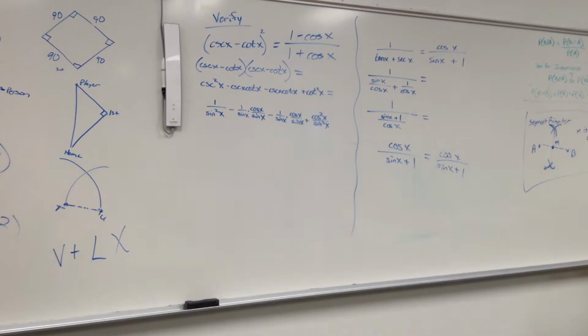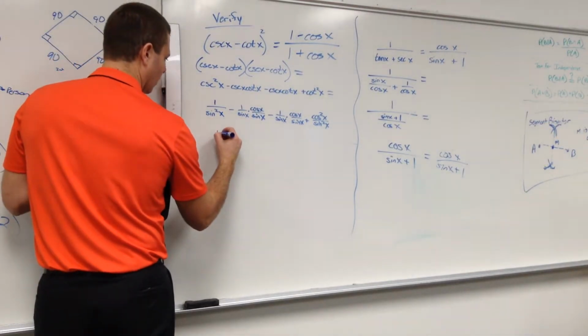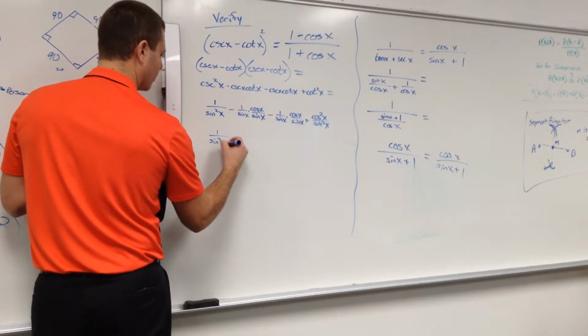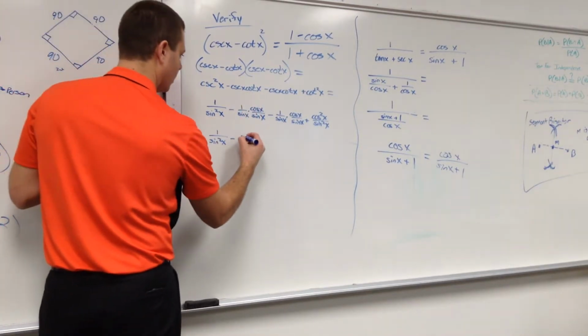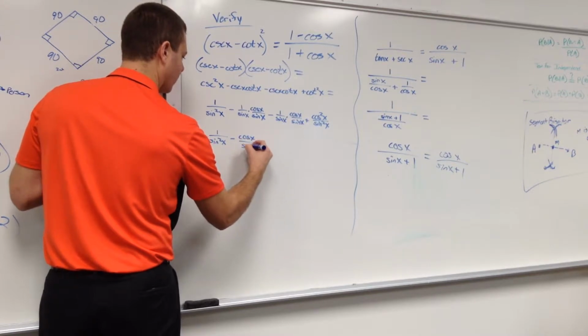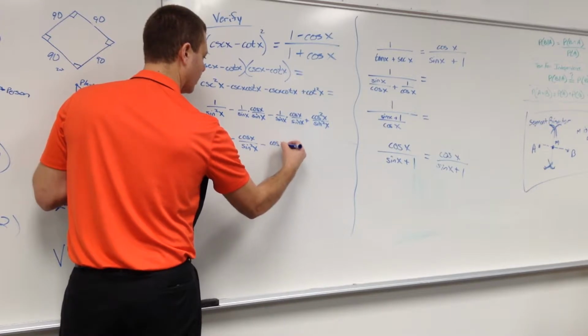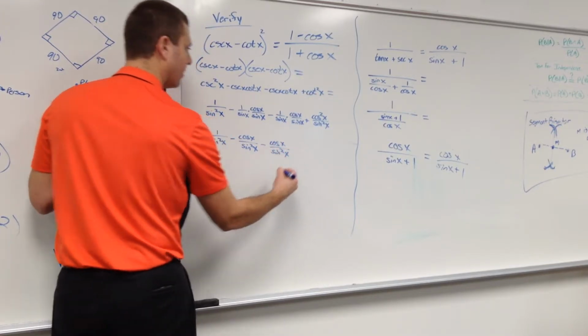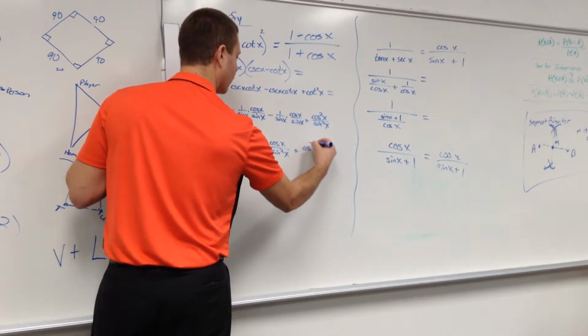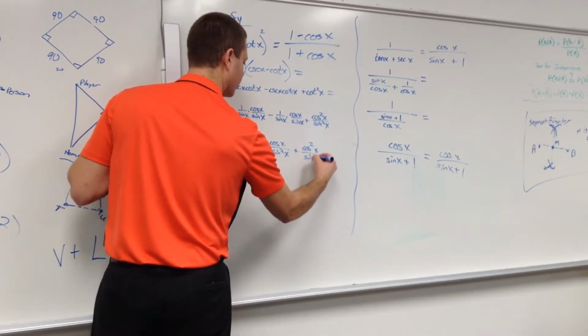Ooh, I'm kind of liking this now. Why am I liking this? What am I maybe seeing here? Yeah, a bunch of common denominators, a bunch of sine squareds on the bottom. So hopefully that'll help here a little bit. So 1 over sine squared minus cosine over sine squared minus cosine over sine squared plus cosine squared over sine squared.